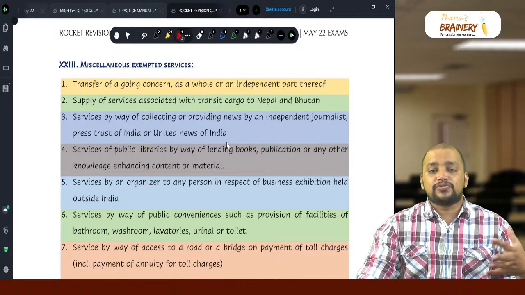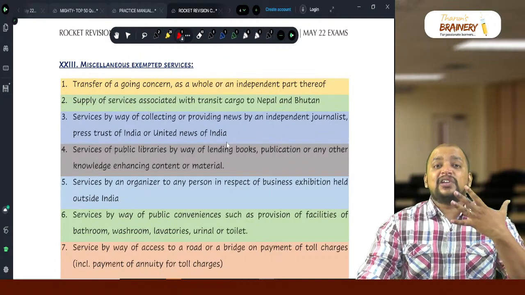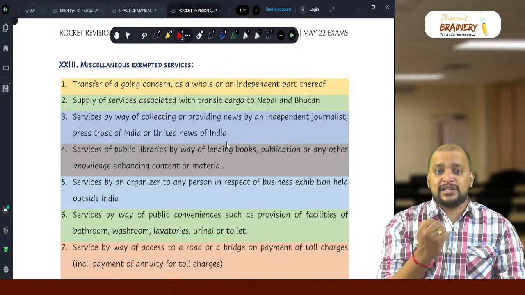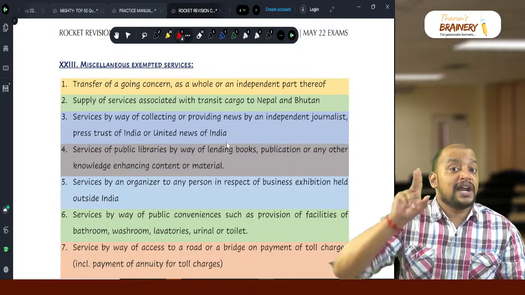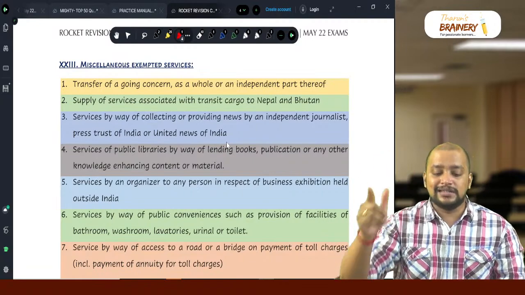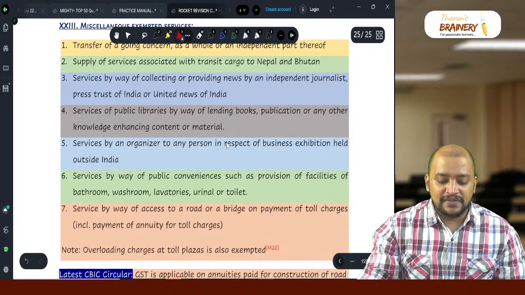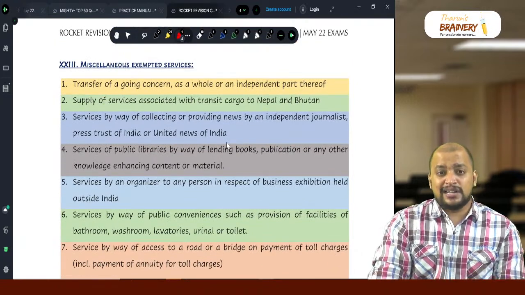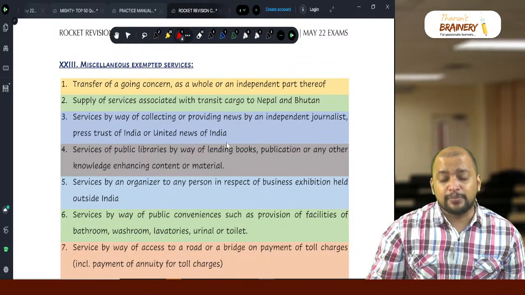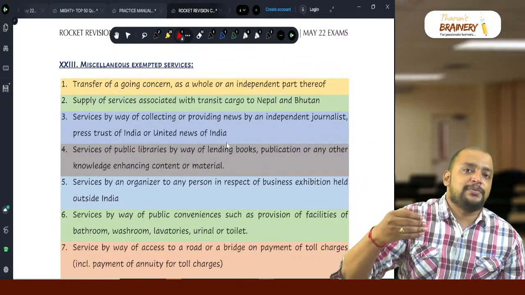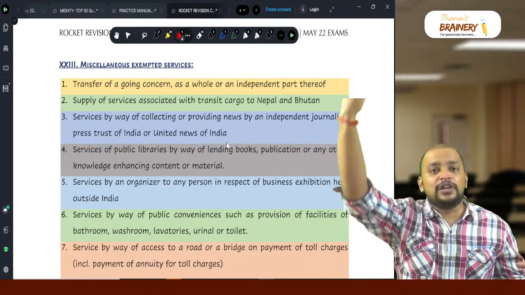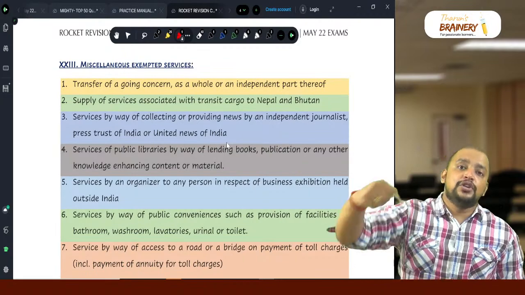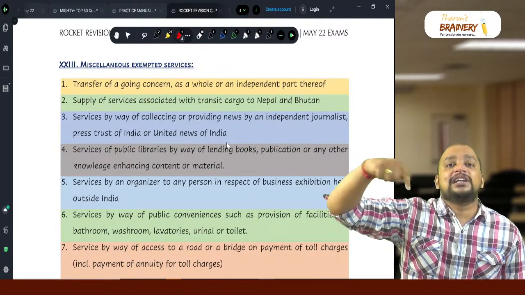Then next, other miscellaneous exempted services: transfer of a going concern as a whole or an independent part thereof. So that is transfer of business. I have a business and the entire business as such I am transferring as a going concern. I receive some consideration, no GST on that. But transfer of assets involved in the business, there is GST. Then supply of services associated with transit cargo to Nepal and Bhutan. So that is, I am sending goods to Nepal or Bhutan. When I am sending the goods to Nepal or Bhutan, the goods are unloaded in a port in India because Nepal and Bhutan are landlocked countries.